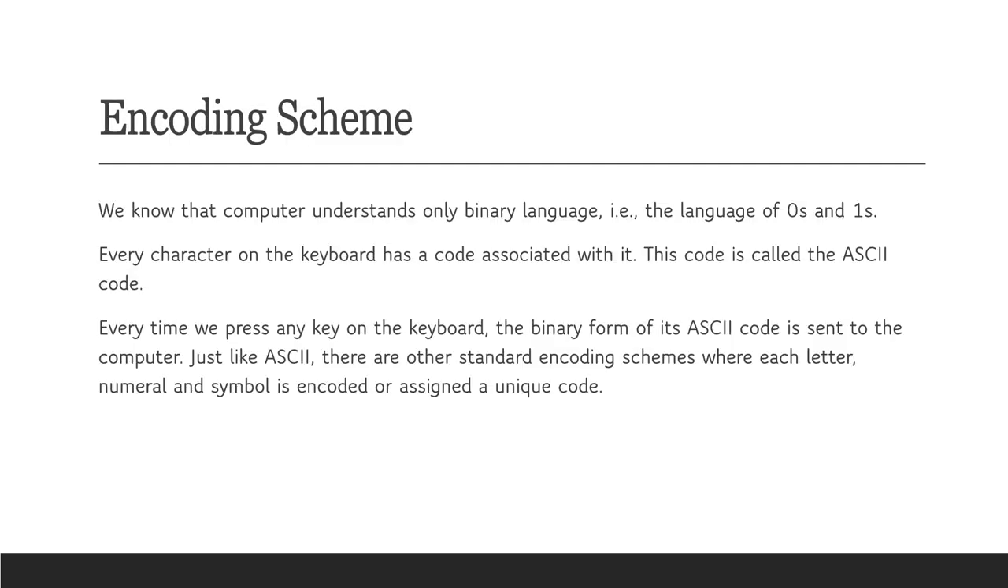Encoding scheme. We know that the computer understands only binary language, that is the language of zeros and ones. Every character on the keyboard has a code associated with it. This code is called the ASCII code. Every time we press any key on the keyboard, the binary form of its ASCII code is sent to the computer. Just like ASCII, there are other standard encoding schemes where each letter, numeral, and symbol is encoded or assigned a unique code.